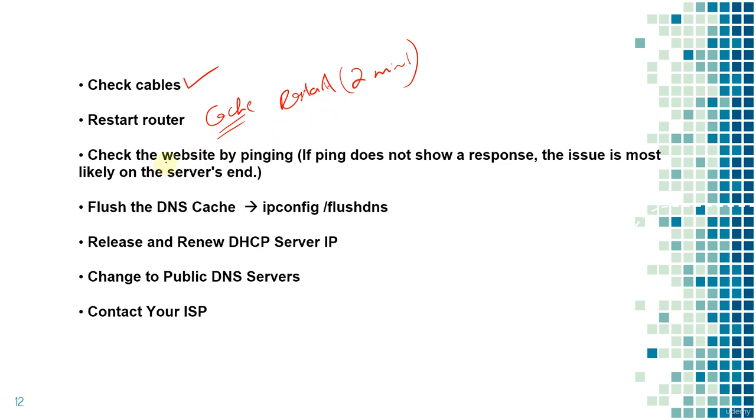In the third step, it is saying check the website by pinging. So you can ping -c5, let's say google.com. If you are getting a reply back, it means you do not have any kind of issues with regard to this website, so this could be a local issue. But if the ping does not respond, the issue is most likely on the server's end.